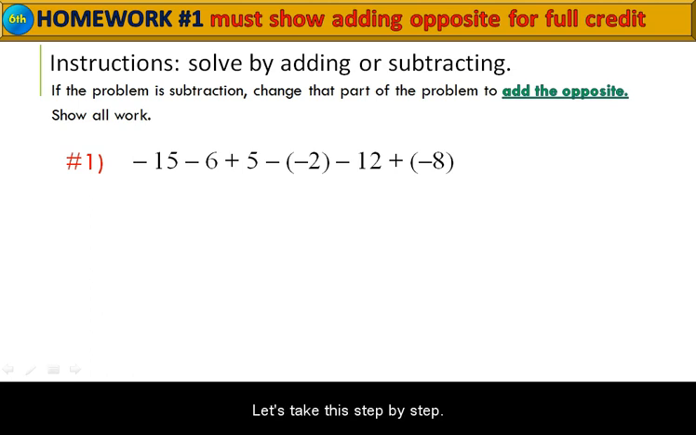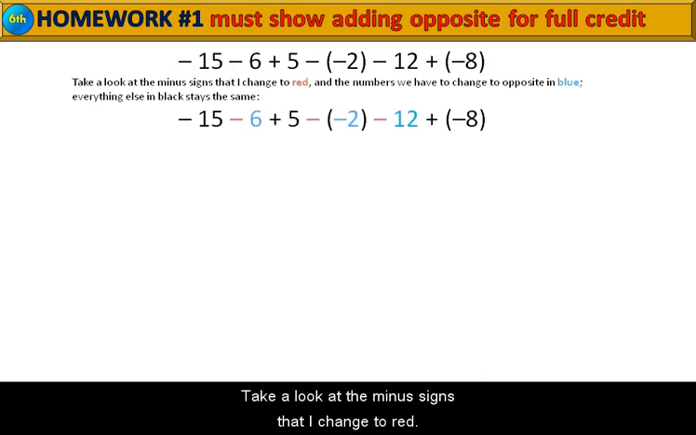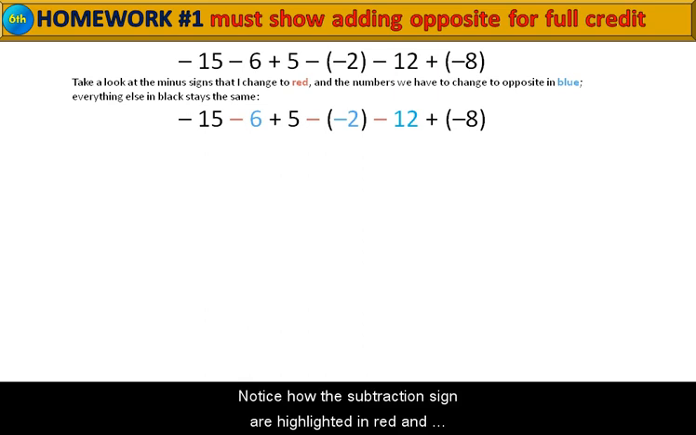Let's take this step by step. Take a look at the minus signs that I changed to red, and the numbers we have to change to the opposite in blue. Everything else in black stays the same. Notice how the subtraction signs are highlighted in red, and the numbers that follow it are immediately blue. These are the numbers we have to change as opposites. Numbers that follow an addition sign do not have to be changed.